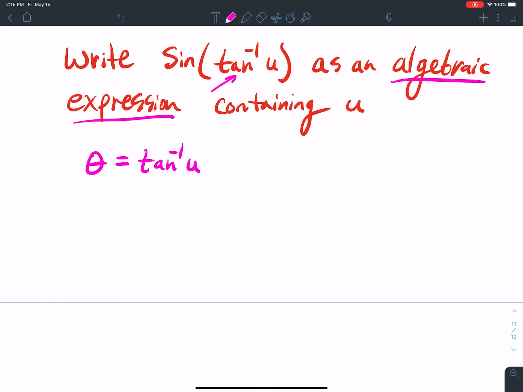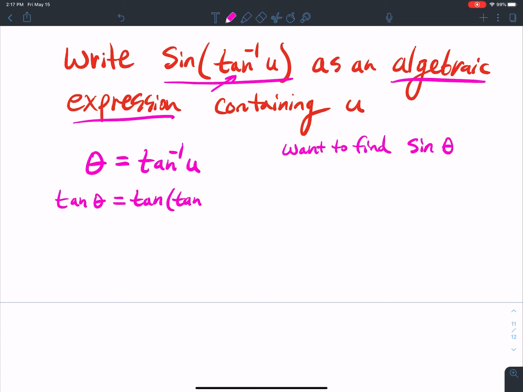So really, I want to find the sine of theta. That looks a little bit prettier now instead of that big old nasty thing there. Okay? So how do we do this? I'm going to use tangent on both sides. So tangent theta equals tangent tan inverse u, which is equal to u.